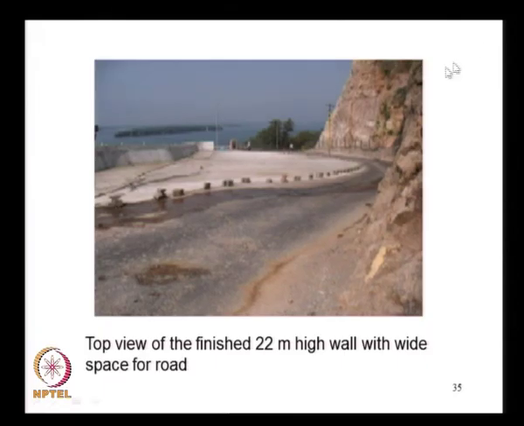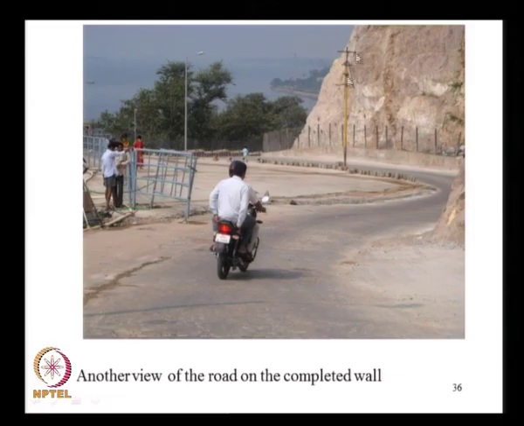And here we can see the additional space that was gained for construction of the road. The previous road was only this wide, about 3 meters. Now another 20 meters is added. So you can build a nice two-way road instead of one-way road. And you can see another picture of the same thing. It is a very wide area for our construction purposes.